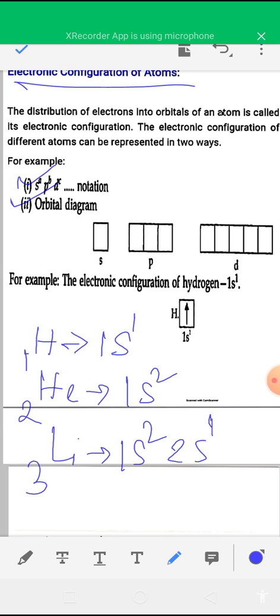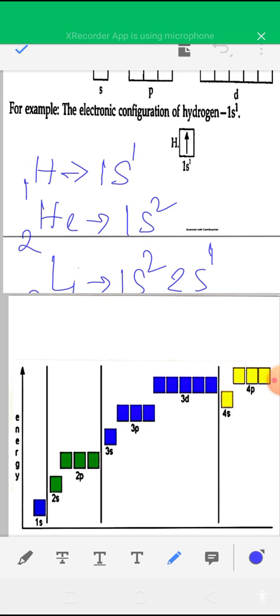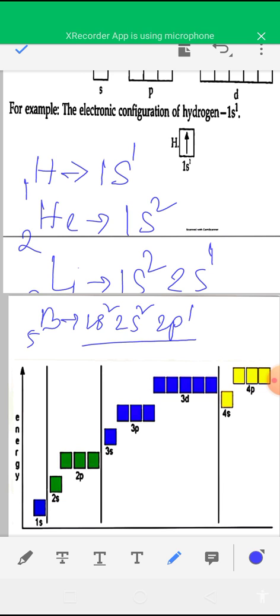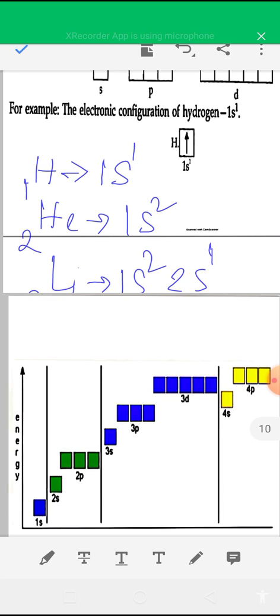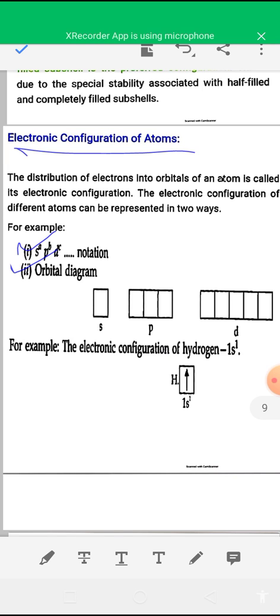Beryllium has 4 electrons, so the electronic configuration of beryllium will be 1s2 2s2. Similarly, for boron, which has 5 electrons, in the 1s orbital 2 electrons, in the 2s orbital 2 electrons, and in the 2p orbital 1 electron, total 5 electrons. So you have to arrange the electrons according to Hund's rule, Pauli exclusion principle and Aufbau principle. You have to follow these principles while writing electronic configuration.